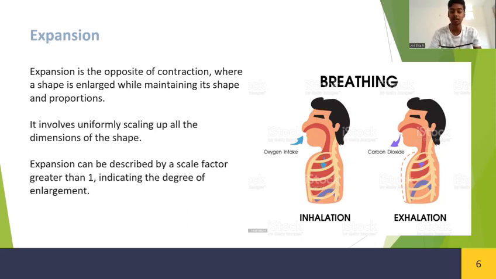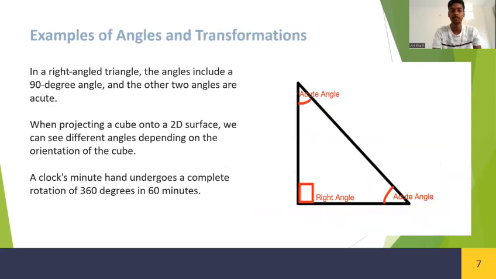In expansion, we scale up all the dimensions of the shape. Expansion can be described by a scale factor greater than 1, contraction less than 1, because contraction is the exact opposite of expansion, indicating the degree of enlargement. So this was a clear-cut explanation of expansion and contraction.